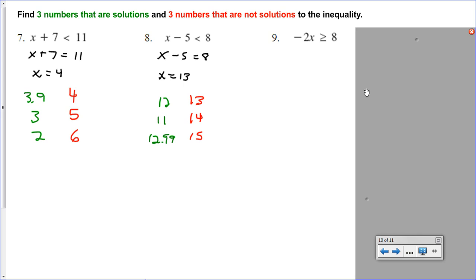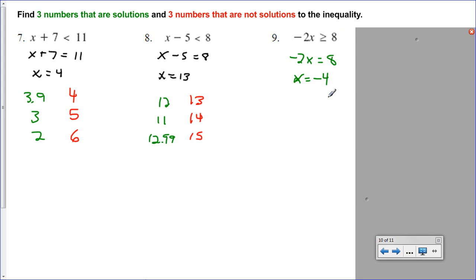Alright. Negative 2x is greater than or equal to 8. Well, let's pretend it's an equation again. Negative 2x equals 8. What do you have to multiply negative 2 by to get 8? Well, you have to multiply negative 2 by negative 4 to get 8. So, is negative 4 a solution? Yes, because you multiply negative 2 by negative 4, you get 8, which is greater than or equal to itself because of the or equal there.